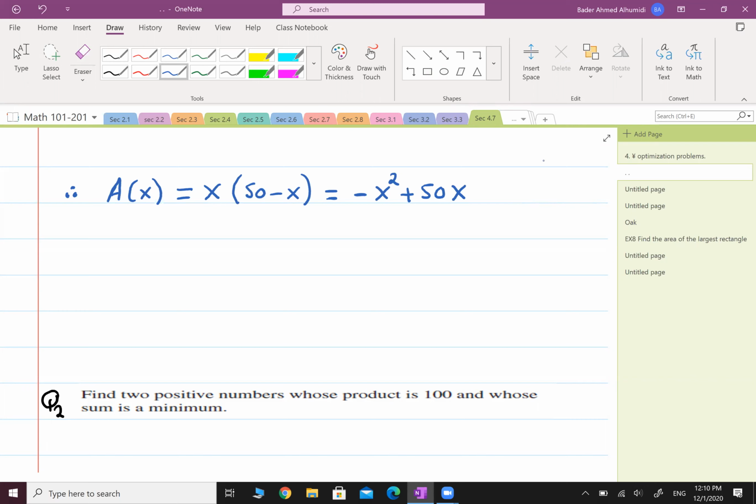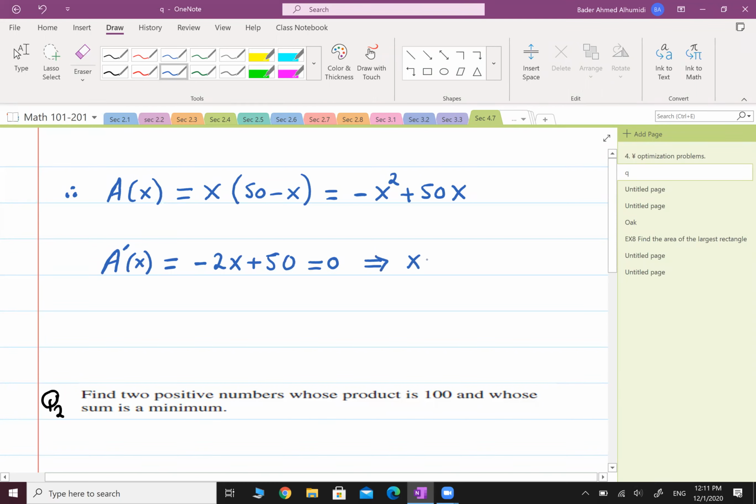Okay, how to find now the maximum? How to find the maximum? We go back to 4.1. I will find the derivative of this, a prime of x. Now, what is a prime of x? It is minus 2x plus 50. I need to locate the critical value. So I'll put this one equal to 0. And clearly you have x equal to 25.